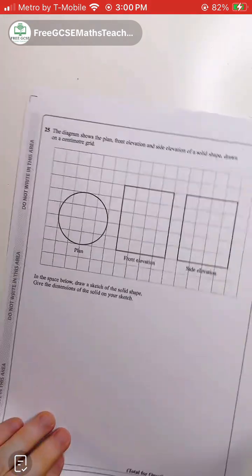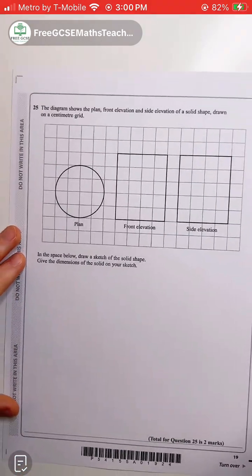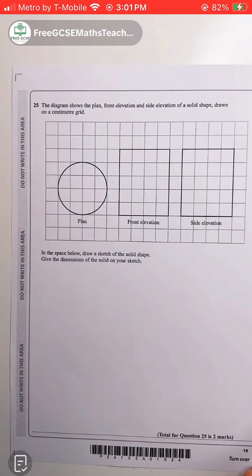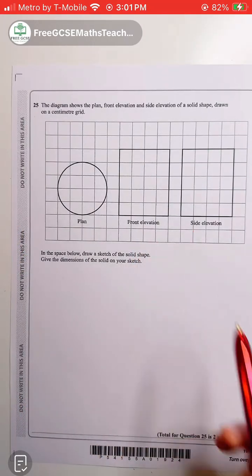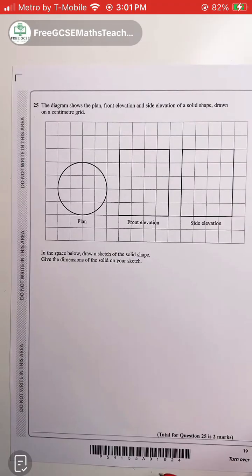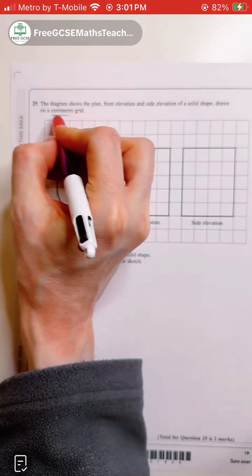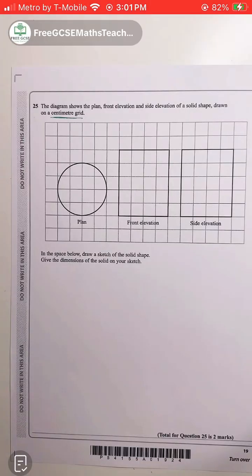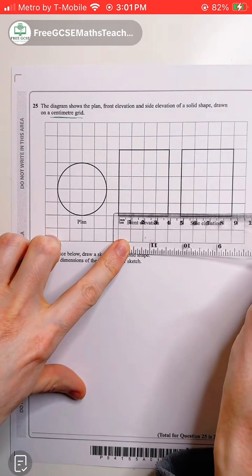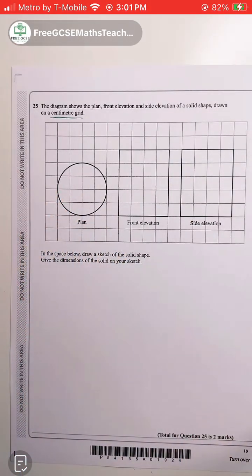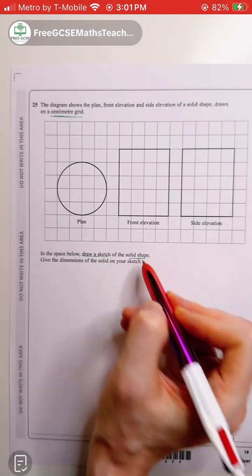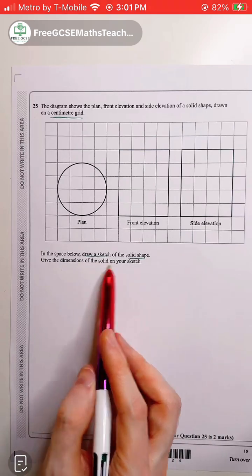So question 25, a square number. It said the diagram shows the plan, the front, and the side elevation of a solid shape drawn on a centimeter grid. That's important. A centimeter grid means that we treat each of these as a centimeter. So you don't actually get a ruler, because if you got a ruler, it may not be exactly a centimeter, although this one literally was. But here it tells you it's a centimeter grid, so each of these are meant to be 1 centimeter. In the space below, draw a sketch of the solid shape. Give the dimensions of the solid shape.